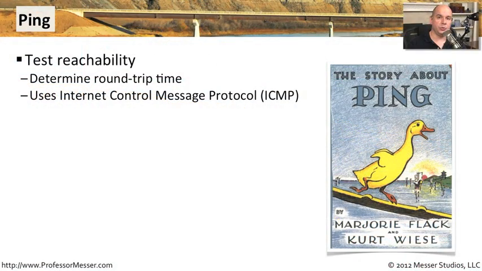Ping is a command line tool that you'll use commonly to test reachability. If you want to know if a device is available on the internet or if you're able to communicate to that device, you can use the ping command. Ping will also tell you other statistics, such as round trip time. When you send a packet out and you get a response back, it measures the timestamp and tells you just how long it took to get that packet from one side of the network to the other.